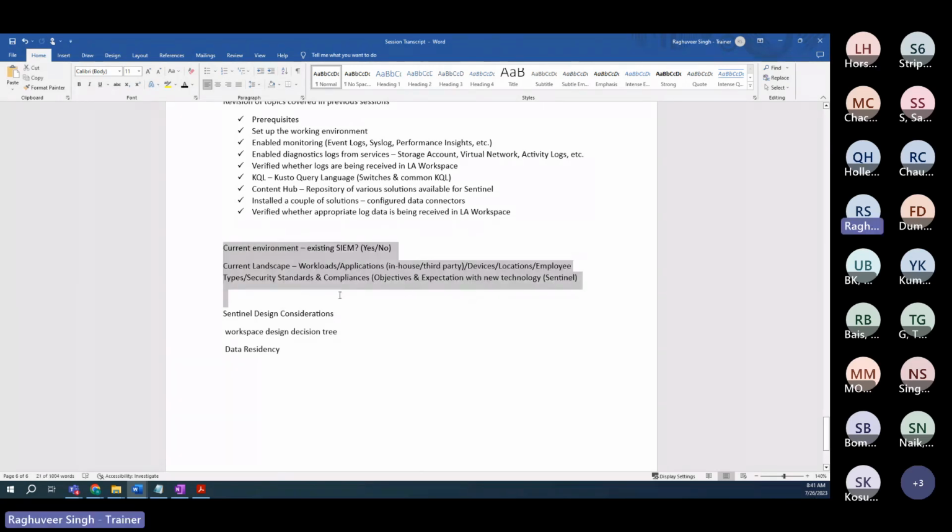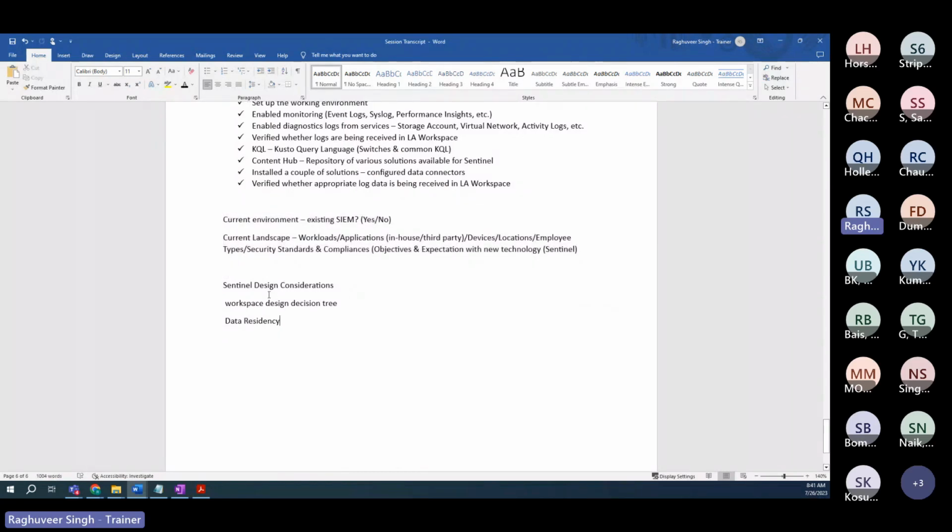Now when you have understood the current landscape, then you will need to take the decisions. So design decisions will be based on the design considerations, and it all starts with data residency. That's the very first thing, because you need to understand that Sentinel is a security monitoring solution. It is going to monitor for security incidents, and when it monitors, it would need some data.